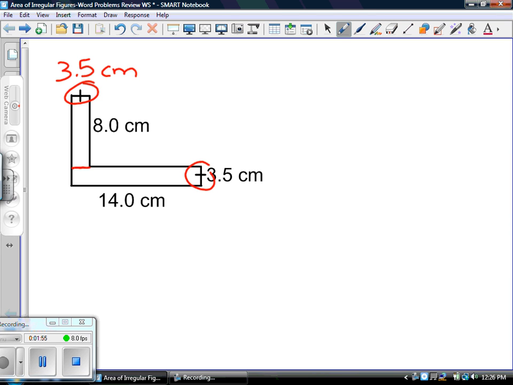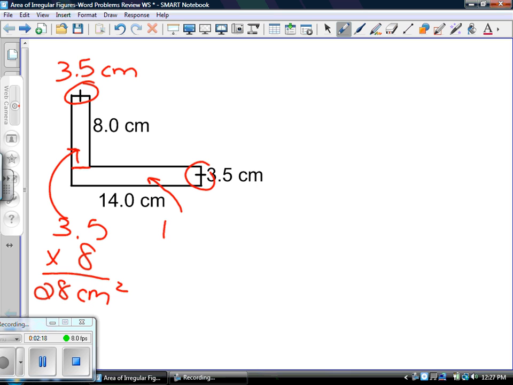So now, for this top left rectangle, the length times width would be the area for that rectangle. So 3.5 times 8, and in that case, you will get 28 centimeters squared. The bottom rectangle, you would do, again, length times width, and it's 14 times 3.5, which will give you 49 centimeters squared.